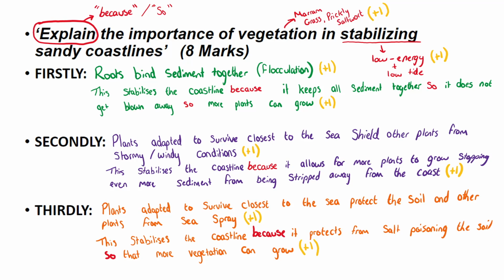And thirdly, it's all about how, again, it's the shielding process, but this time not just shielding it from the wind. We're going one step beyond this to get an even better answer, to say that it's even shielding it from the salt spray, from the ocean, from the sea. And this stabilises the coastline because it protects the soil from being poisoned by the salt, and then that then leads to more plants being able to grow.